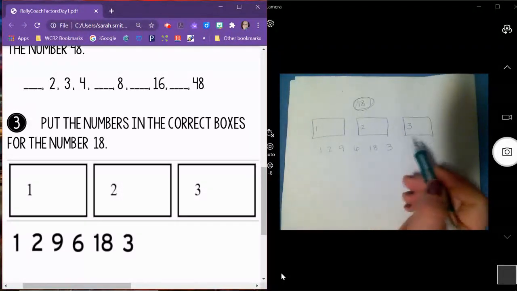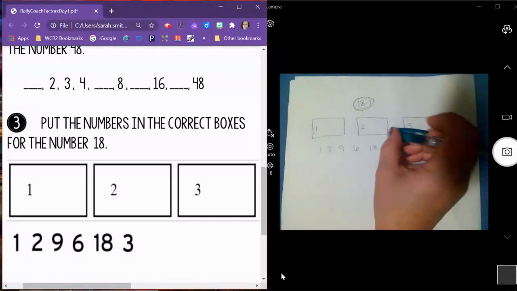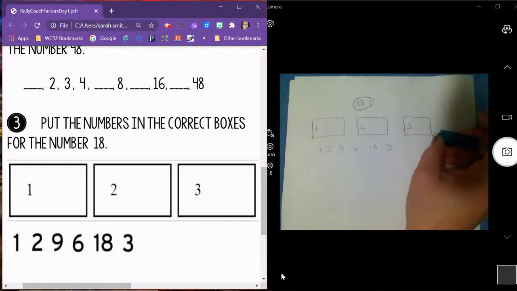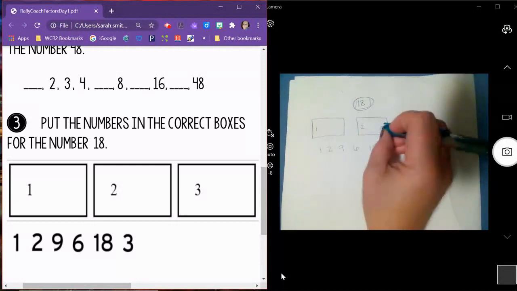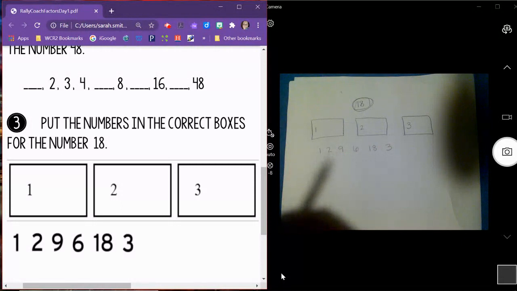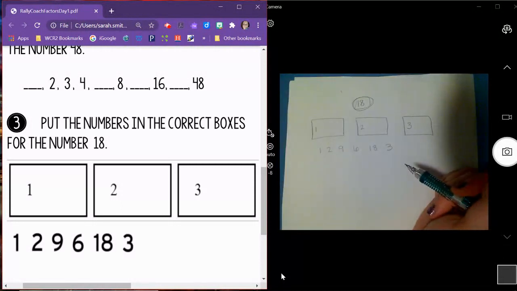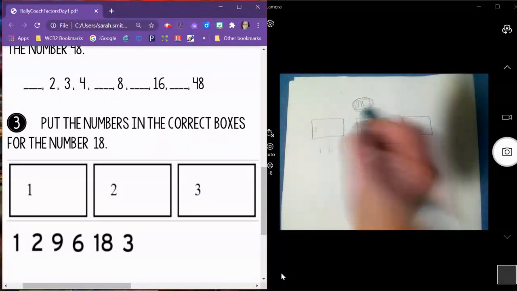So you're going to have something similar to this on your explain slide today, where I'm going to be asking you to explain or put numbers into boxes and then explain to me how you knew those numbers went into the boxes. So this lesson is a great lesson for you to be listening to today.